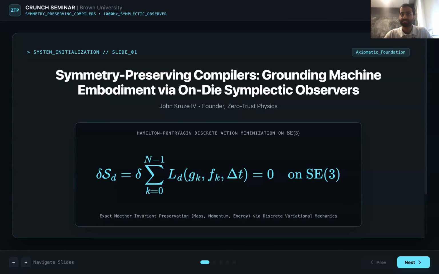John Kruze IV is an independent physical AI researcher and the developer of the G2G physics engine and the Zero Trust physics framework. His research focuses on the intersection of discrete differential geometry, symplectic integration, and bare metal edge runtimes. Originally inspired by decentralized coordination dynamics in biological networks, John's current work is dedicated to developing zero dependency physical grounding layers that enable machines to safely interact with and support biological life.